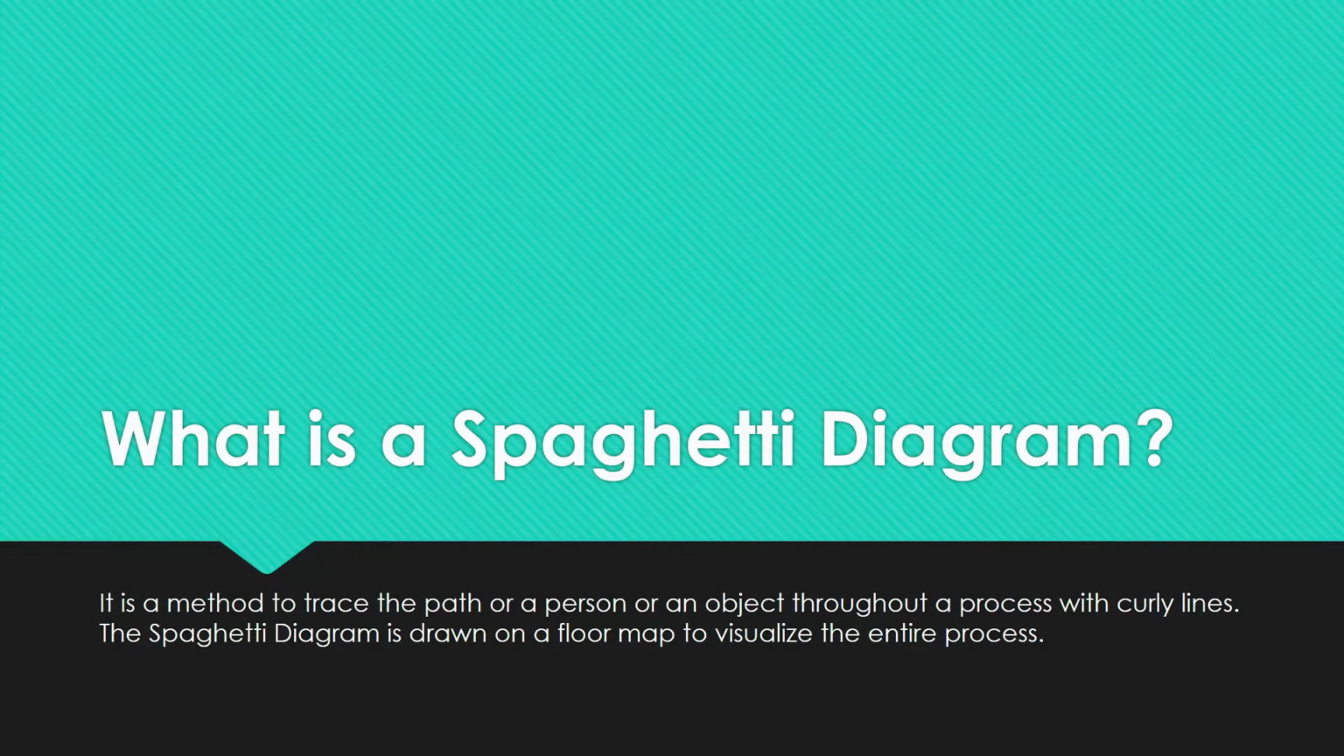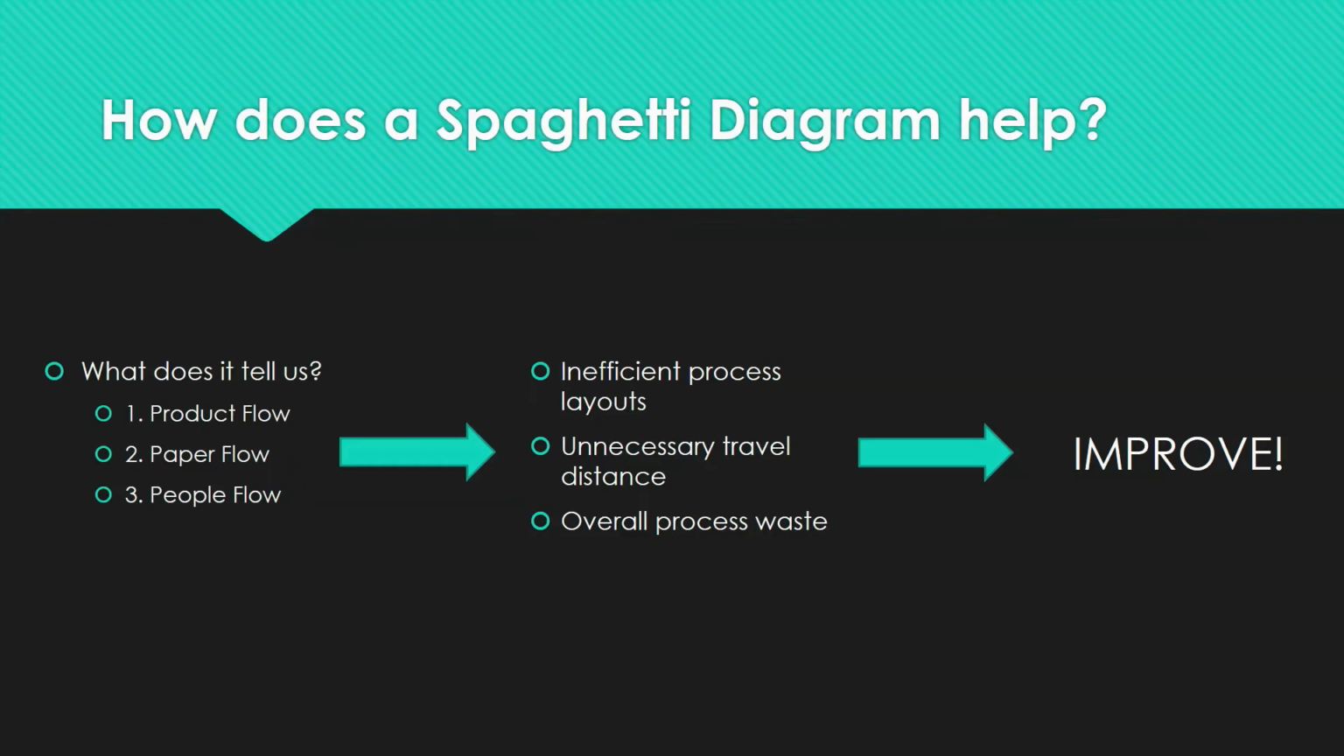Now we're going to look into another tool, a spaghetti diagram. This is a method to trace the path of a person or an object throughout a process with lines. The spaghetti diagram is drawn out on a floor map to visualize the entire process.